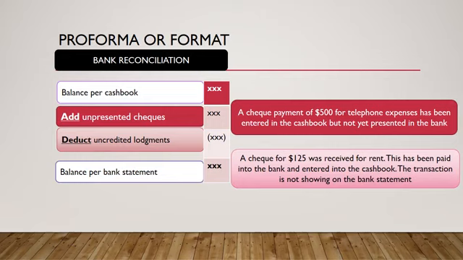So what do we do now that it is like that? We add the unpresented check. Why? Because we in the cash book subtracted $500. However, because the bank did not subtract the $500, we should add it back in the cash book. So what I'm saying is we subtracted $500 from the cash book.